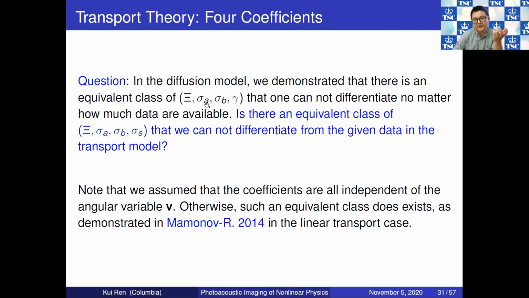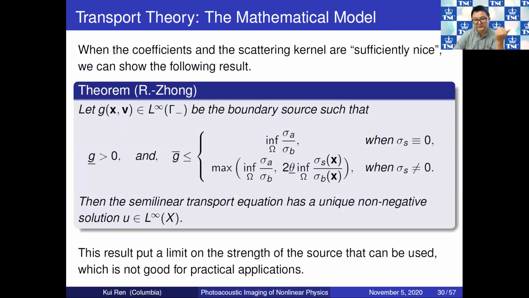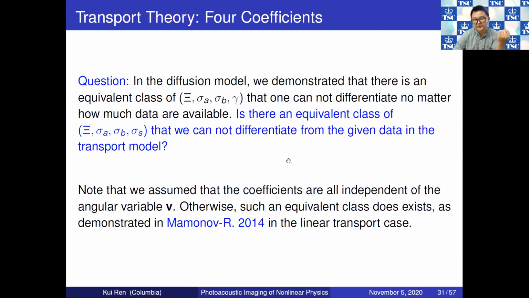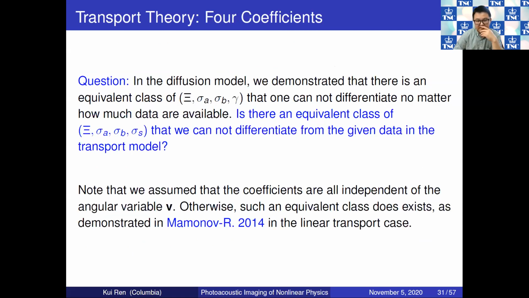So this is in a case where sigma_A, sigma_B, for people who are familiar with transport equations, you see that my transport equation here is very simple, meaning that sigma_A, sigma_S, sigma_B only depend on the space variable, okay? If you allow them to depend on the velocity variable, then there's an easy non-uniqueness result you can construct. So we did that earlier in the linearized case. Okay, so that was the first question that we want to ask.